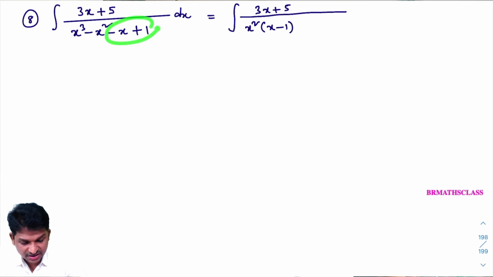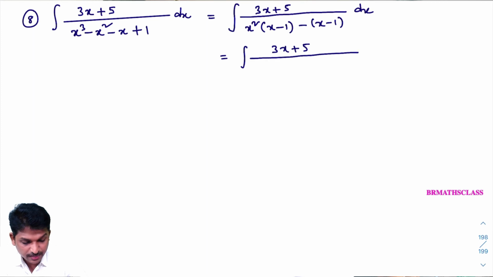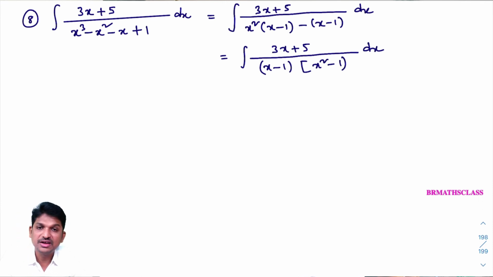Here you observe in these two, I can take minus common. Take minus common. Again, you will get x minus 1 into dx. That equals the integral of 3x plus 5 divided by, look here, x minus 1 is there, here x minus 1 is there. You take x minus 1 common. If you take x minus 1 common, what will you get? You will get x square minus 1 dx. I hope you are understanding.